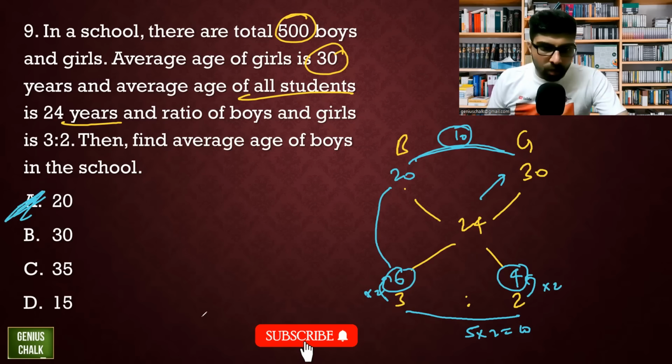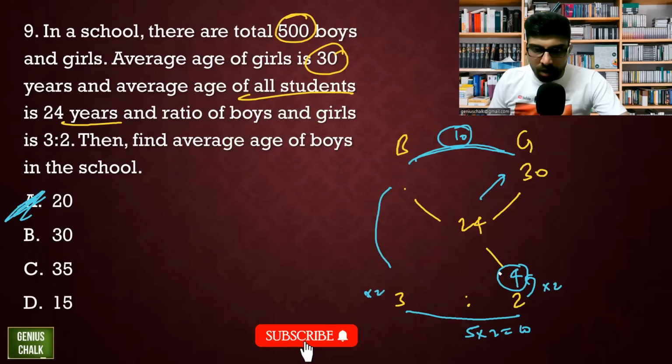Now you can ask why not take option B to check. Let's take option B also. So if you take option B, it is 30.